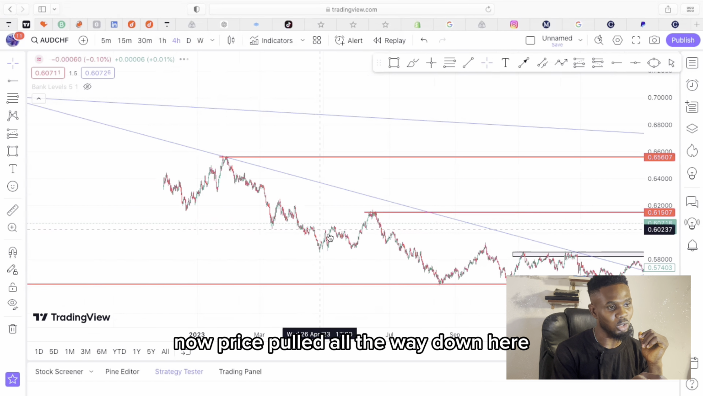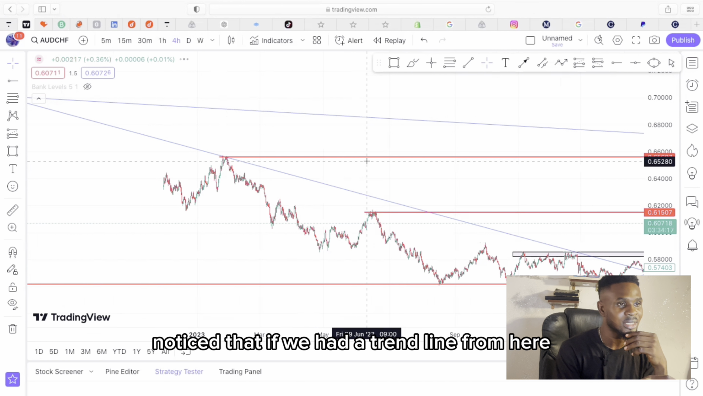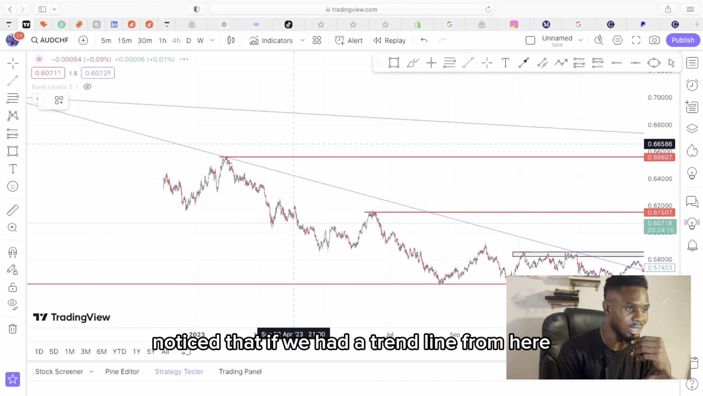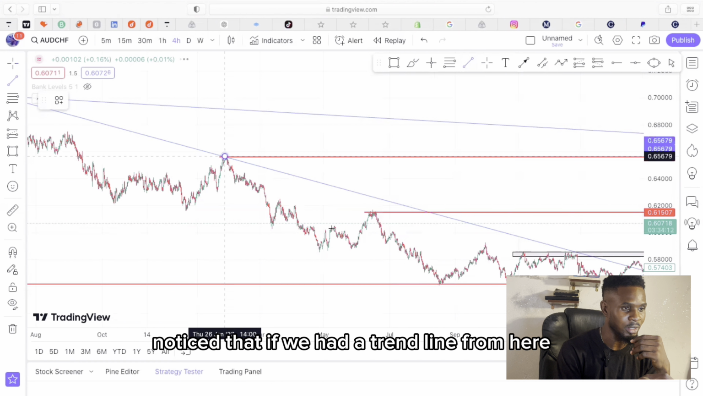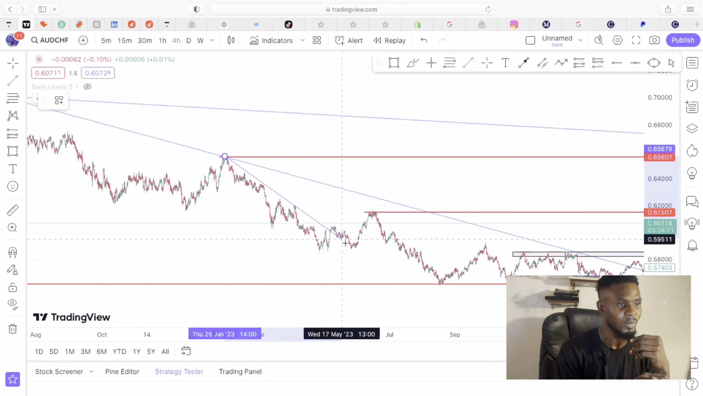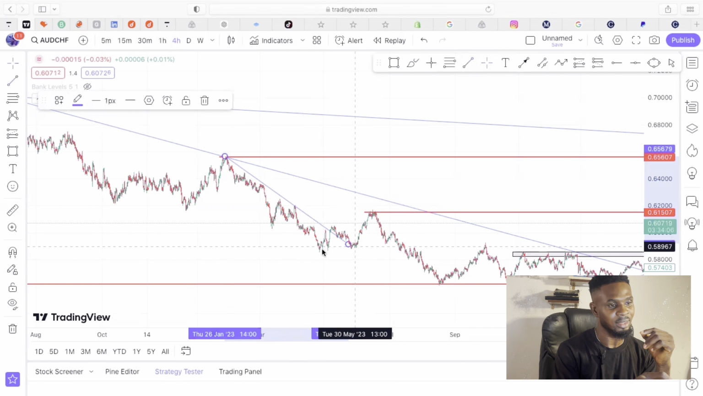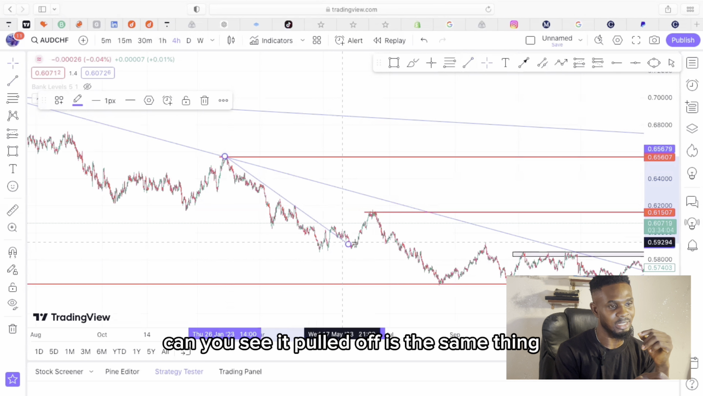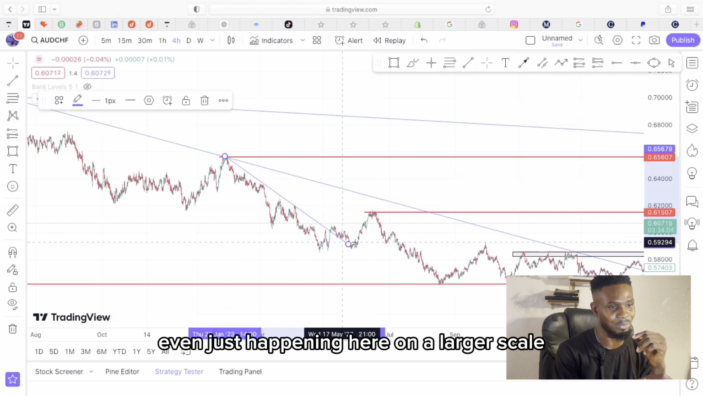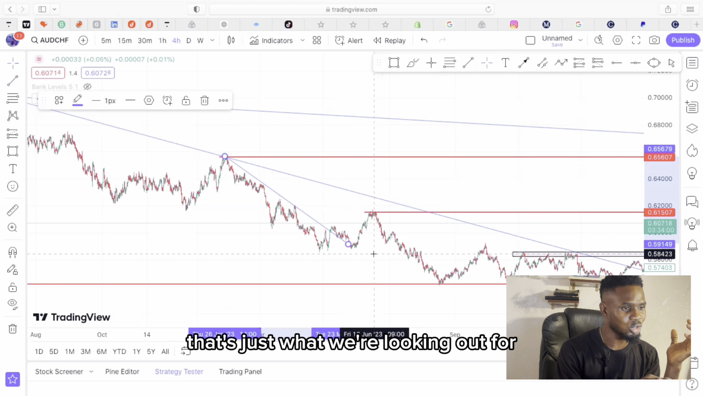Now, price pulled all the way down here. Notice that if we had a trend line from here, notice that price pushed. Note that this was a break. The same type of thing forming here, can you see it pulled up? It's the same thing even just happening here on a larger scale. So that's just what we're looking out for.